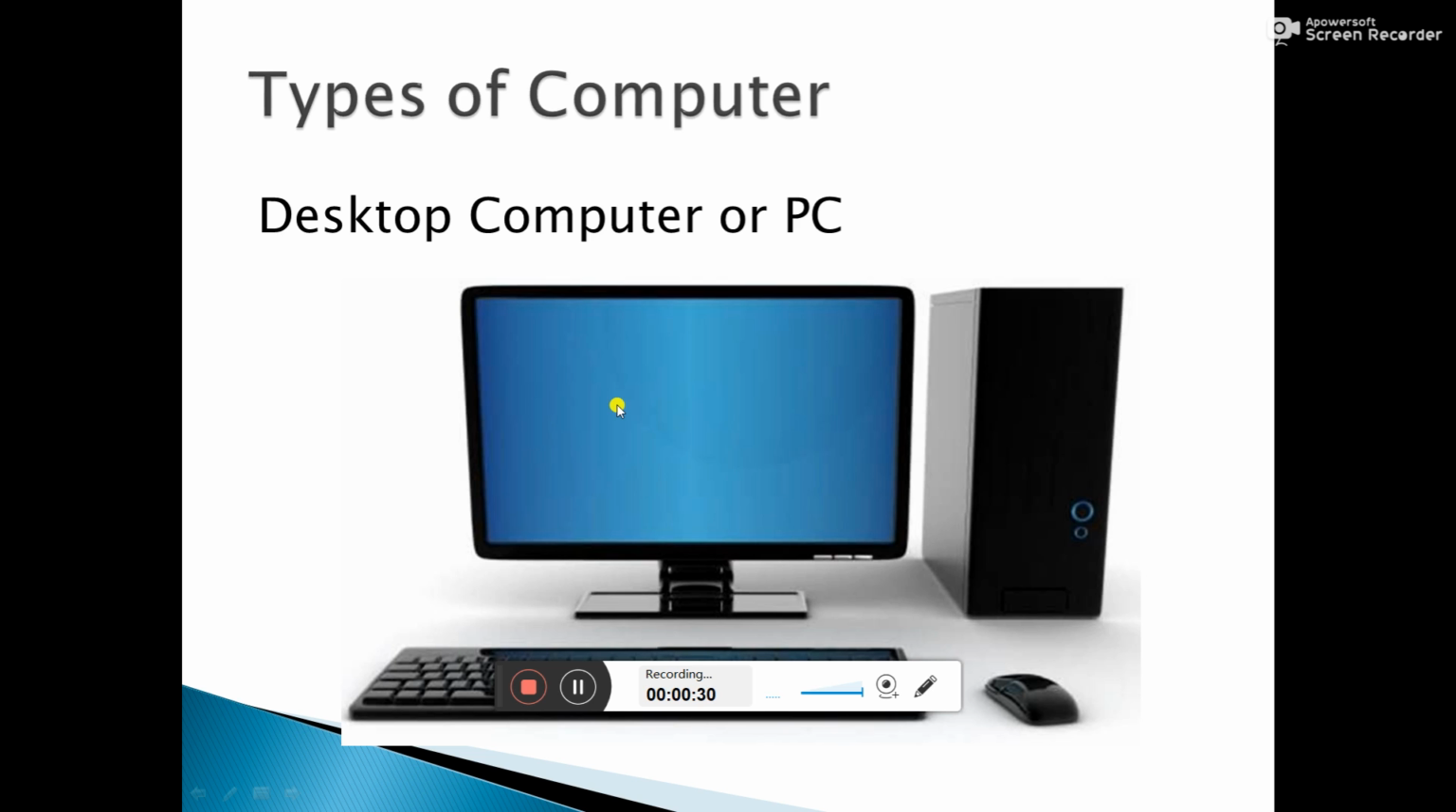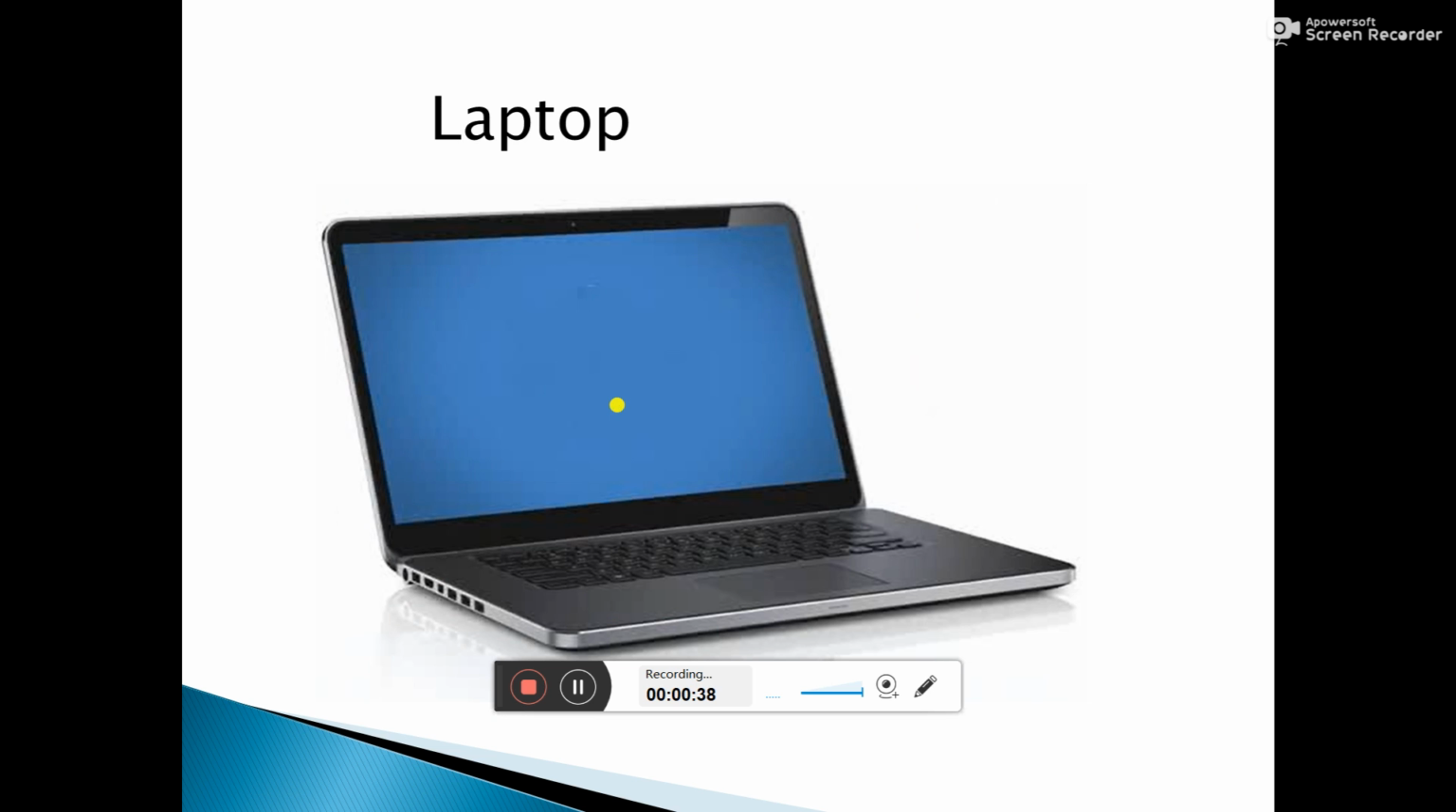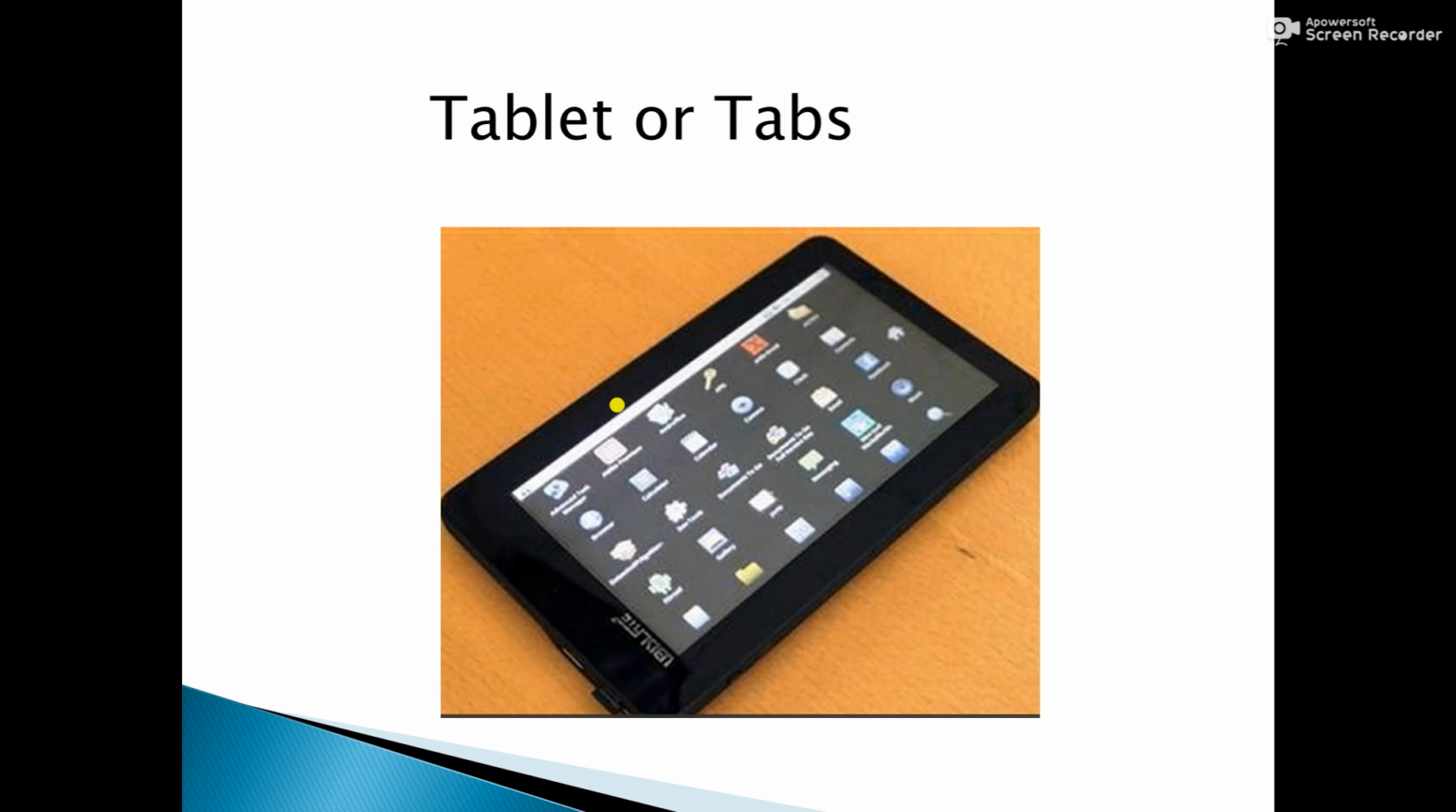First of all, now we are going to see the types of a computer or a PC. First is a desktop computer or a personal computer, and other is a laptop. Nowadays, the tablets or tabs in short are very popular.